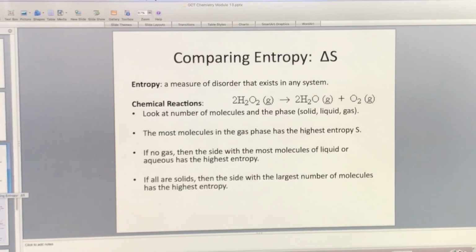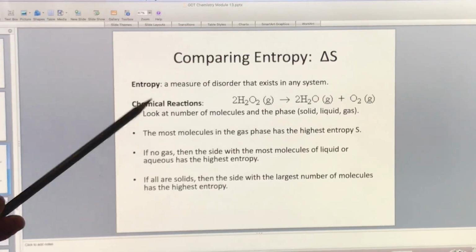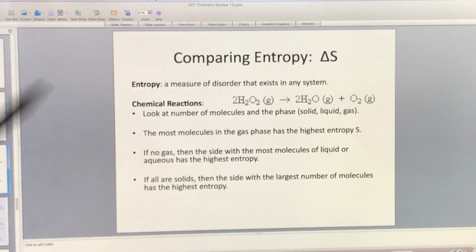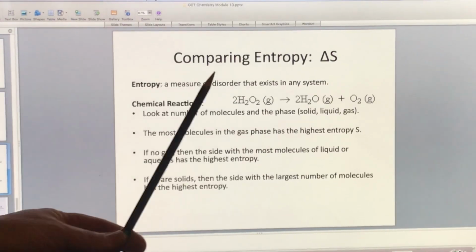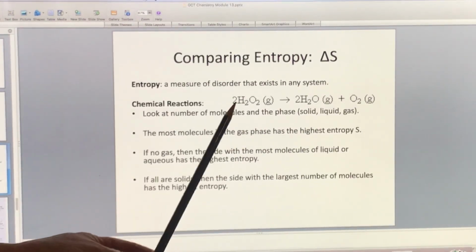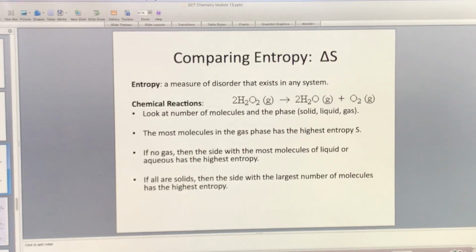So our bridge to the last unit here is the concept of entropy, which is a measure of disorder that exists in a system, and it's abbreviated by this delta S. In this part of the chapter, we're looking at how to quantitate a sense of entropy while looking at chemical reactions. And so there are some guidelines here that the book outlines on how to compare the reactants to the products to determine which side has greater entropy.